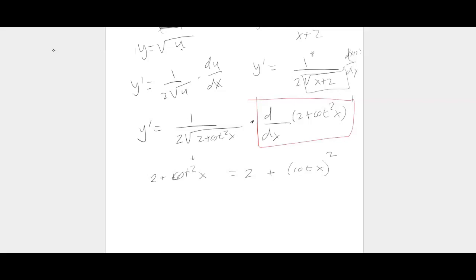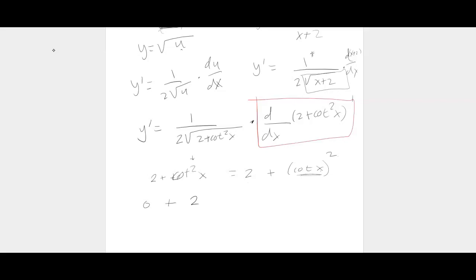So this is a sum. I'm trying to take the derivative of a sum. The derivative of 2 is 0. The derivative of this, which is inside a square: if I had a value for x, I would take the cotangent and then square it. This function cotangent is inside a function of squaring.